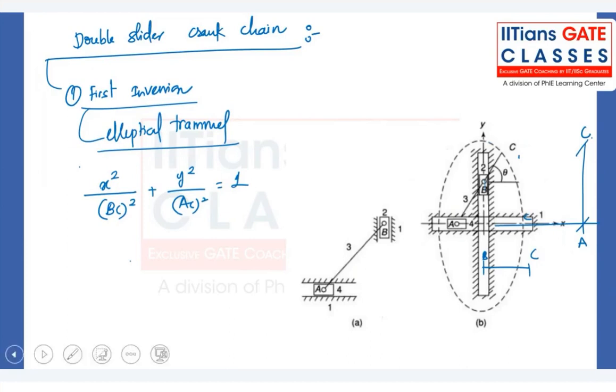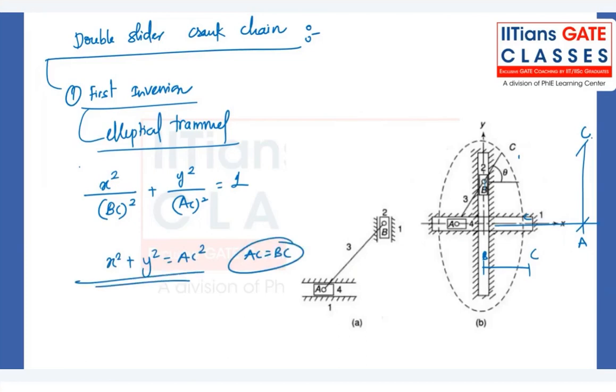Okay. If AC and BC are the same, then x square plus y square is equal to AC square, if AC is equal to BC. Then we can create a circle out of it. So the elliptical trammel will not just help us to create the ellipse, but also a circle, depending on the value of A to C and the value of B to C. So this is the first inversion, elliptical trammel.